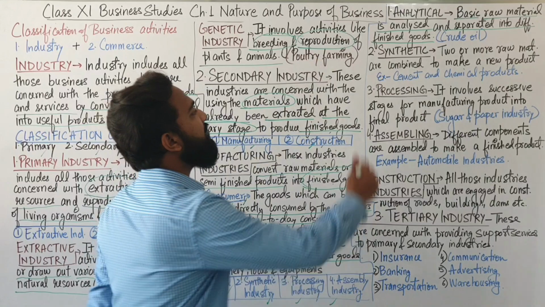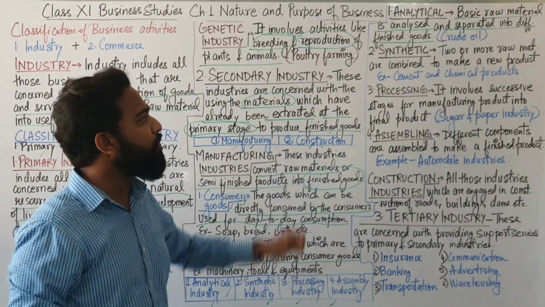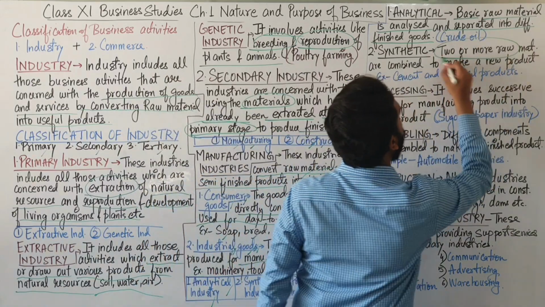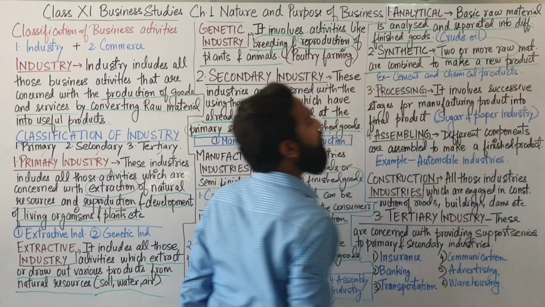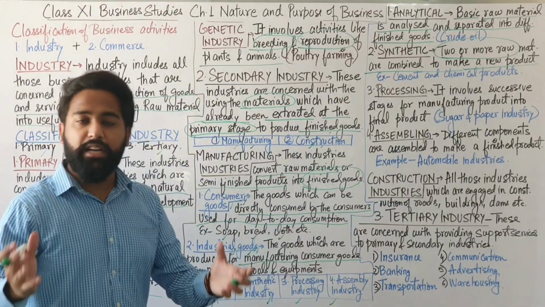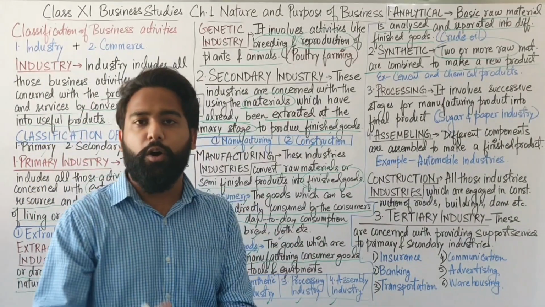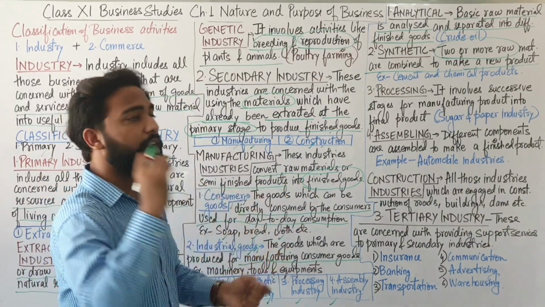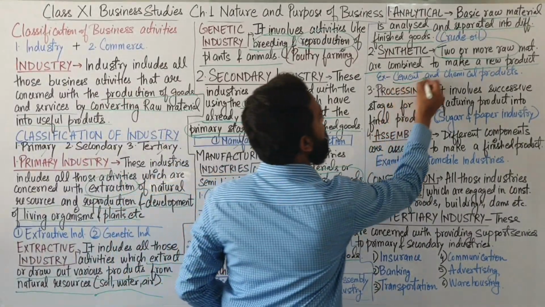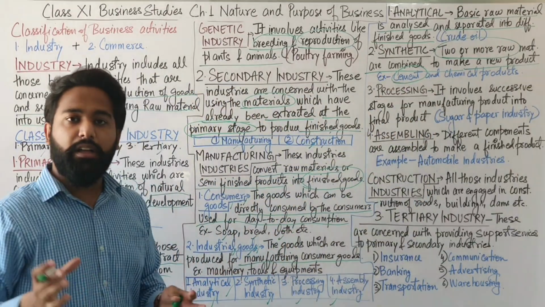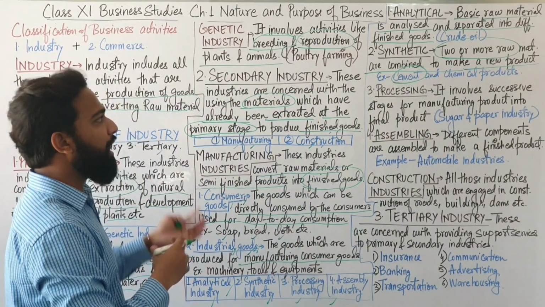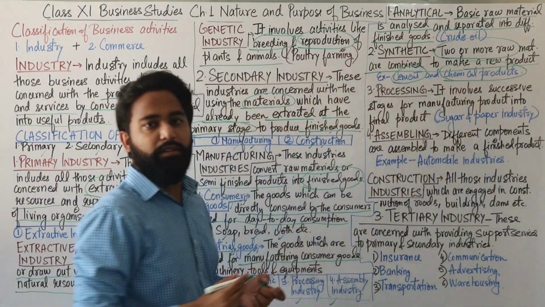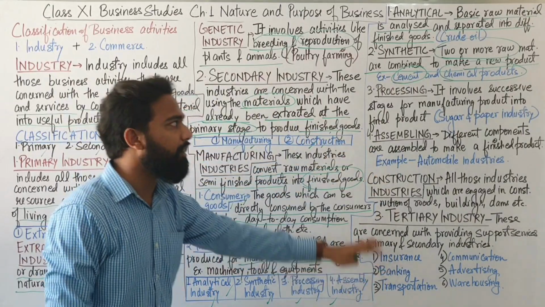Now the next one is synthetic industry, under which two or more raw materials are combined to make one new product. Certain chemicals or minerals are combined together so that a new product can be made. For example, cement. Cement is a chemical reaction, made by using two products. All the chemical products, the creams, are under the synthetic industry.